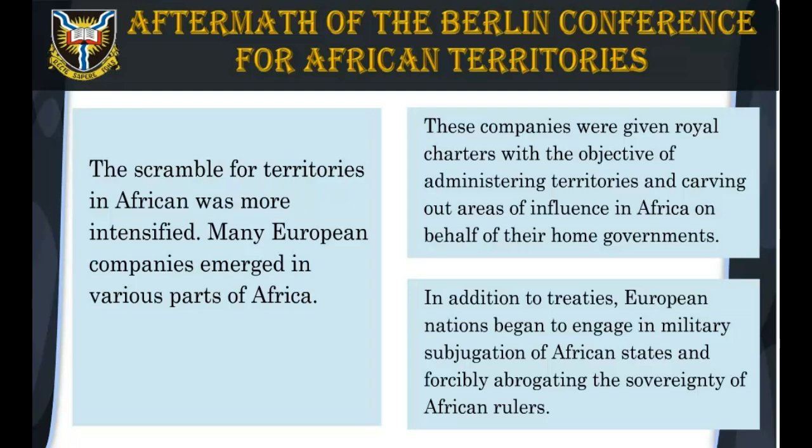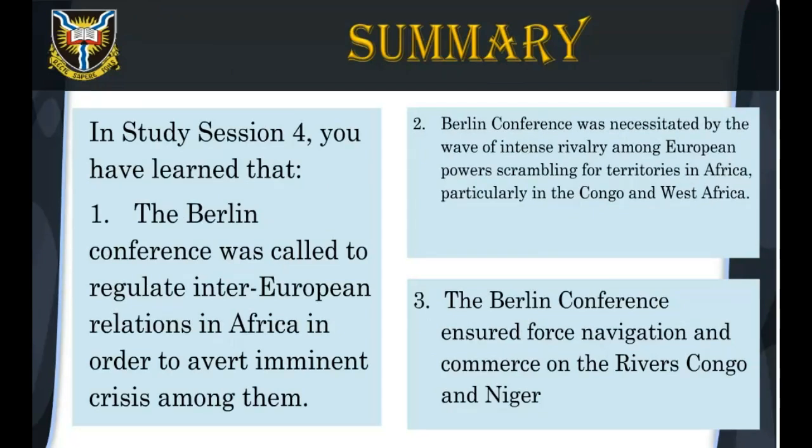In addition to treaties, European nations began to engage in military subjugation of African states and forcibly abrogating the sovereignty of African rulers. Summary. In Study Session 4, you have learned that the Berlin Conference was called to regulate inter-European relations in Africa in order to avert imminent crisis among them. Berlin Conference was necessitated by the wave of intense rivalry among European powers scrambling for territories in Africa, particularly in the Congo and West Africa.